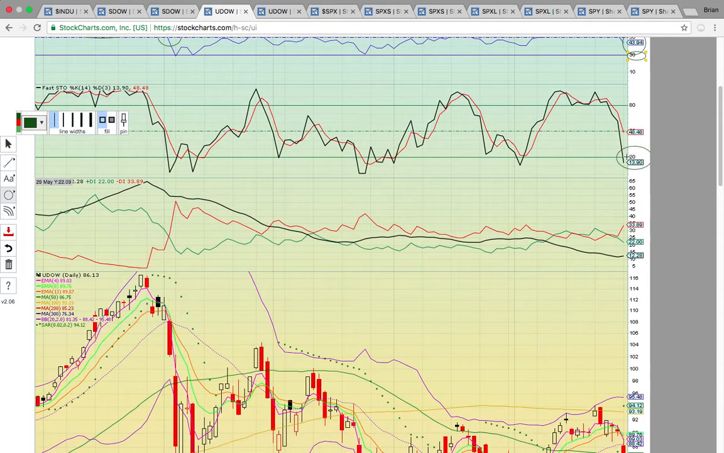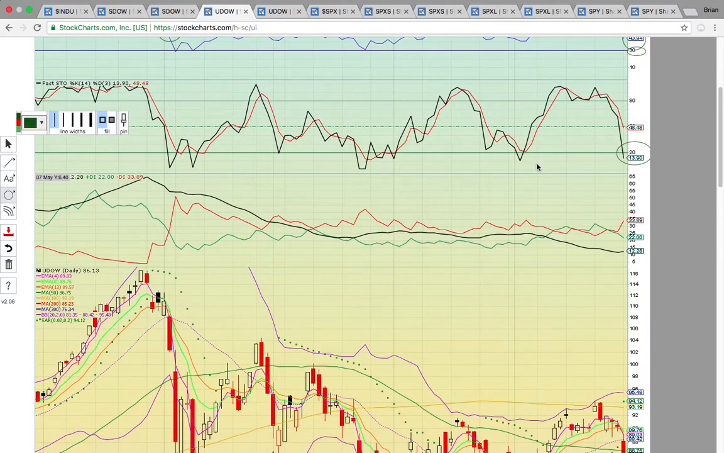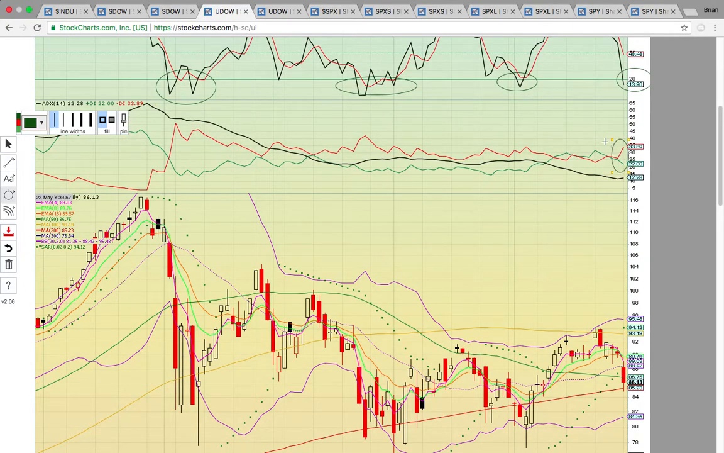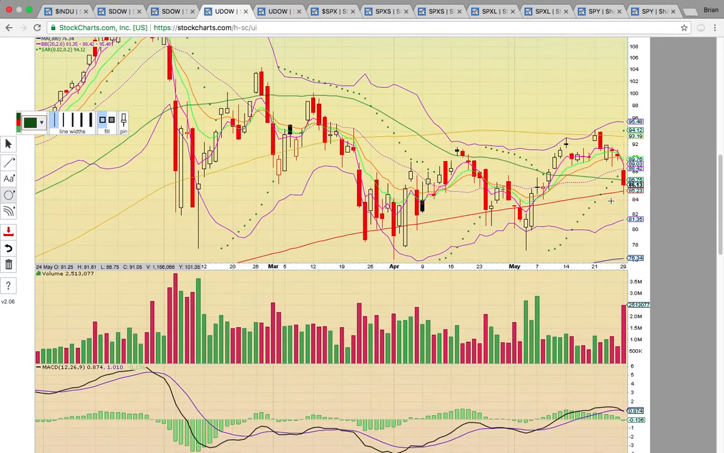Okay, and so right now Fast Stochastic is below 20. Just like the Dow Jones Industrial Average, it doesn't stay below 20 for an extended period of time, so you need to be on the lookout for a bounce. There was a bear cross here. You can see the red line crossed over the green line. That's a signal the bears are heating up. This was on a 3-day drop.